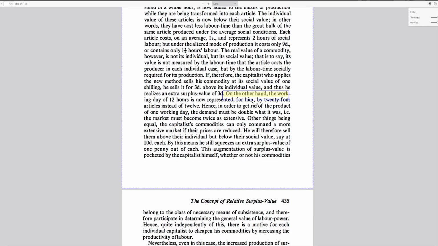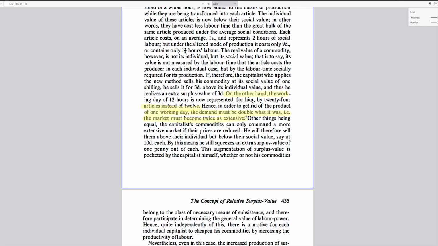Okay, so to skip ahead, what he says here is, on the other hand, the working day of 12 hours is now represented for him by 24 articles instead of 12. So we're saying, what if the worker was twice as productive? Hence, in order to get rid of the product of one working day, the demand must be double what it was, and the market must become twice as extensive.